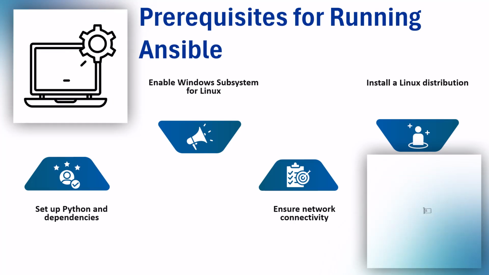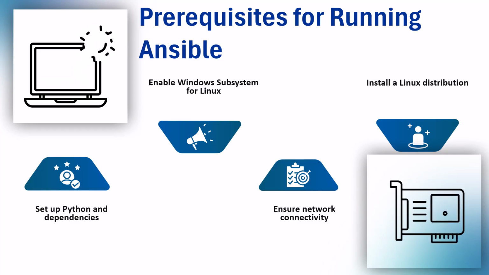Before jumping into Ansible, let's check the prerequisites. First, we enable WSL, because without Linux, Ansible is like a car without fuel. Next, install a Linux distribution, set up Python, and ensure your network is good to go. Think of it as preparing a spaceship before launch.